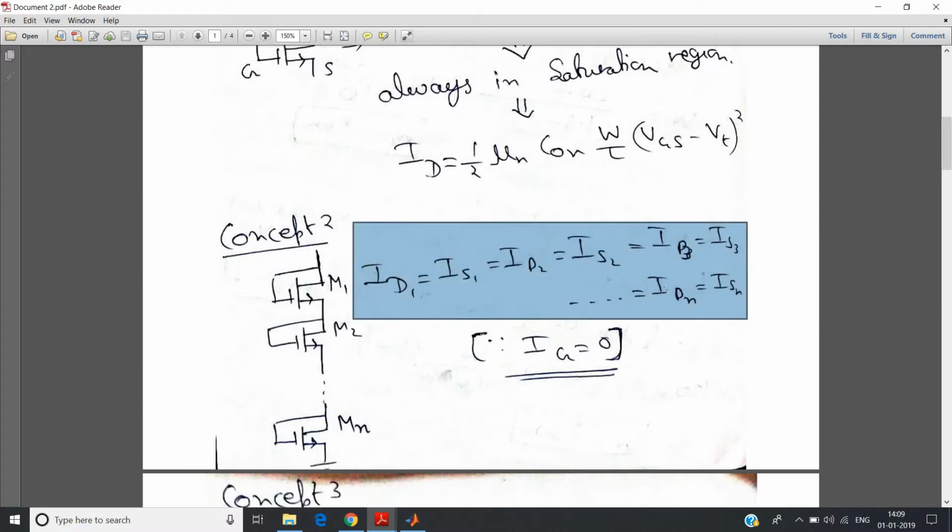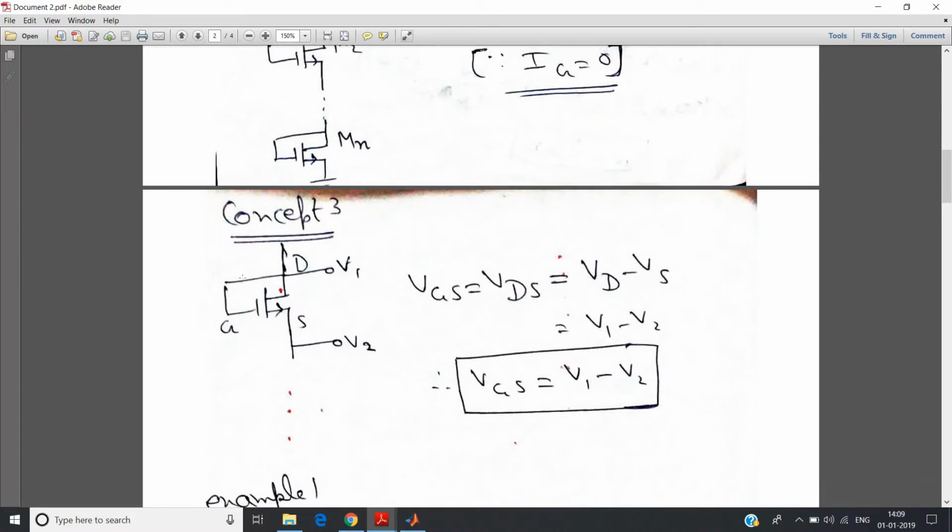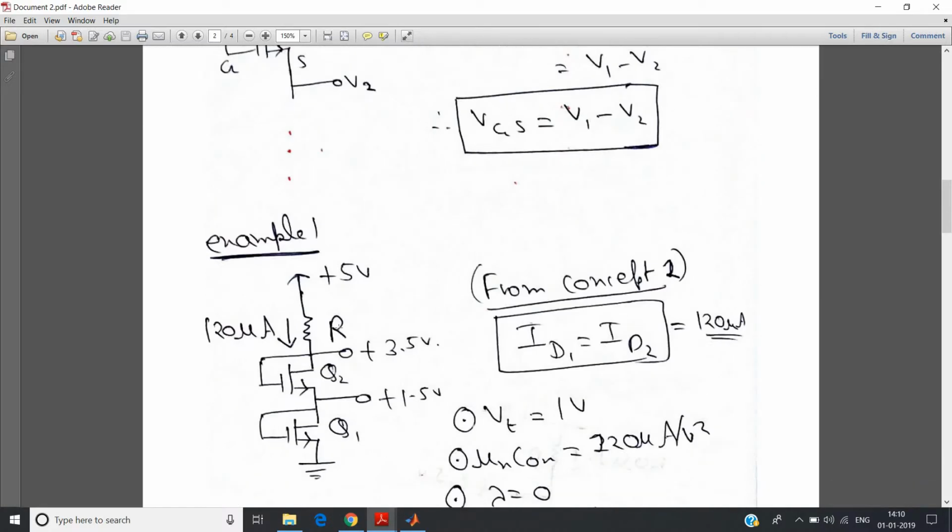So this is one more concept, and another concept, concept number 3. For this diode connected transistor MOSFET, if the drain voltage is V1 and source voltage is V2, then generally for solving MOSFET related numericals, we often need the value of VGS, that is gate to source potential. So VGS for the diode connected transistor equal to VDS, you know from my previous video. So VDS equal to VD minus VS, and if VD equal to V1 and VS equal to V2, we can write VGS as V1 minus V2. So VGS is nothing but drain potential minus source potential, because VGS equal to VDS for the diode connection of MOSFET. This is concept number 3. With these 3 concepts, now we are ready to solve the series connection of MOSFET numericals. So directly let us go to example 1.